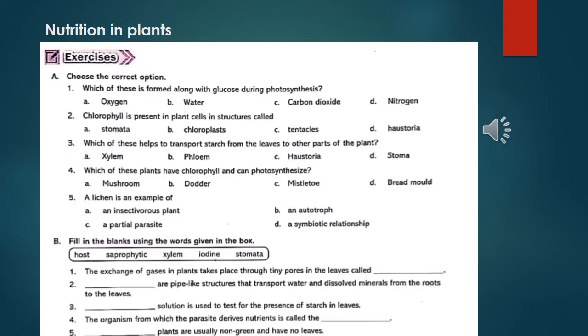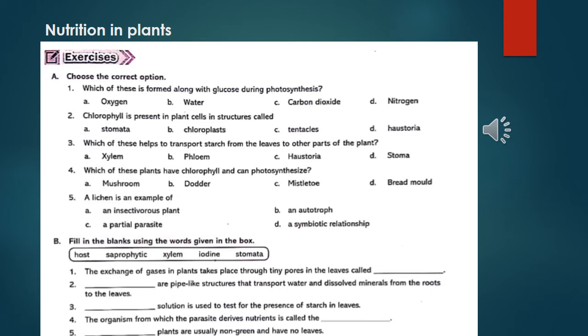Hello students, now we'll discuss some MCQ and fill in the blanks. So first question is, which of these is formed along with glucose during photosynthesis? We have learned in the photosynthesis process two products form. One is glucose along with oxygen, and this oxygen we inhale. So what is the correct answer? Oxygen. Chlorophyll is present in plant cell in a structure called, answer is chloroplast, because chloroplast is a plastid which is a cell organelle present inside the cell.